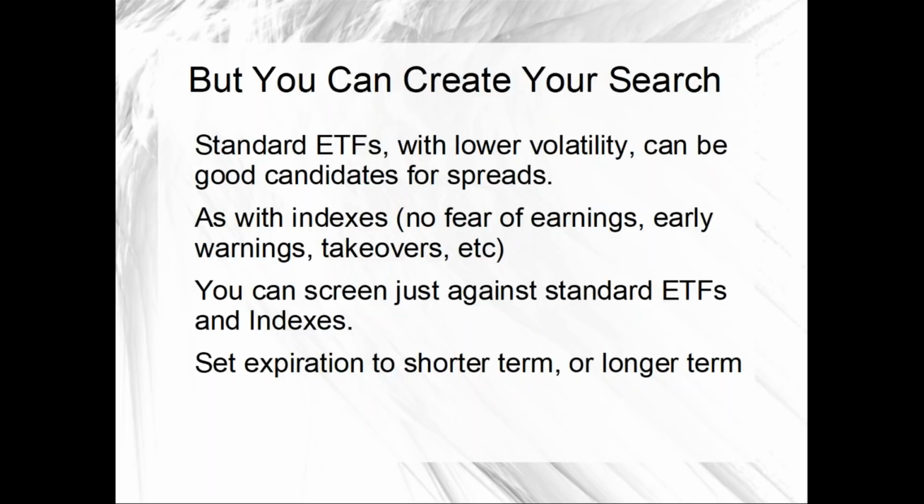You can choose to screen just against ETFs and indexes for spreads that have your desired 6, 7, 8% return for a 5-day trade, 10 to 15% for a 14-day trade or beyond, that still have an 80 to 85% probability, reasonable net credit of 15 or 20 cents, and that reasonable return maybe of 9%. And you can also set the expiration if you want to see just weeklies or you want to see longer term.